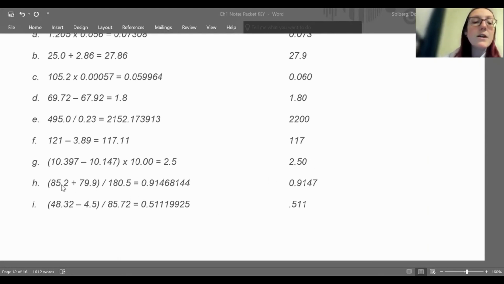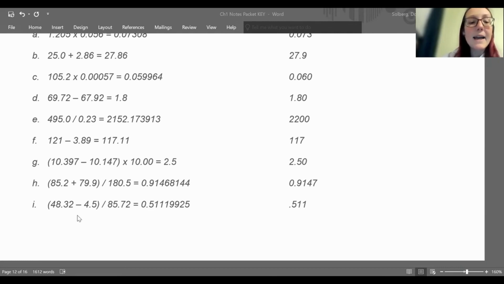Okay, this one here, again, I did my addition first. That should have only had 1 decimal place because both of those numbers only have 1 decimal place. And this number, when I added these together, actually had 4 significant figures when I did the math, and I rounded to 1 decimal place. And so that had 4, and 180.5 also has 4 sig figs. So my answer should have 4 sig figs.